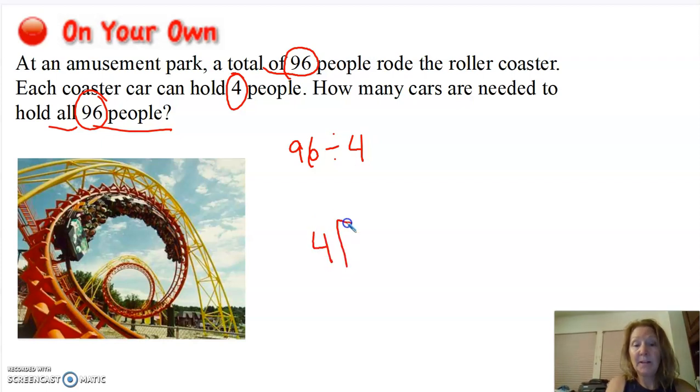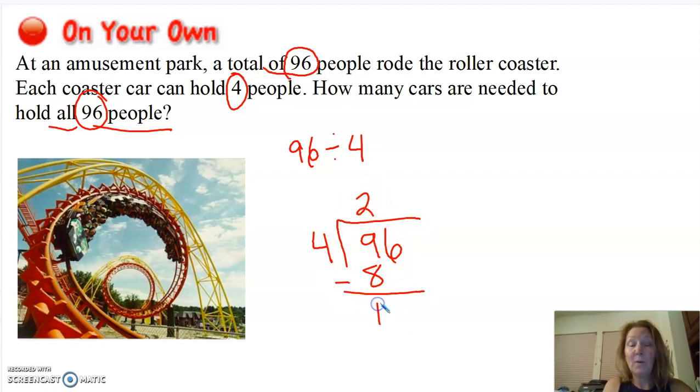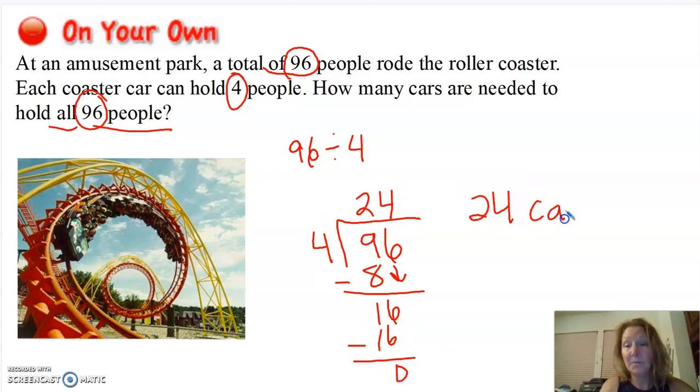4 goes on the outside, 96 goes on the inside. 4 goes into 9 2 times. 2 times 4 is 8. I have 1 left over. That's a group of 10 people. I bring down the 6 ones. 4 goes into 16 4 times. 4 times 4 is 16. I don't have any people left over. I need 24 cars for all those people.